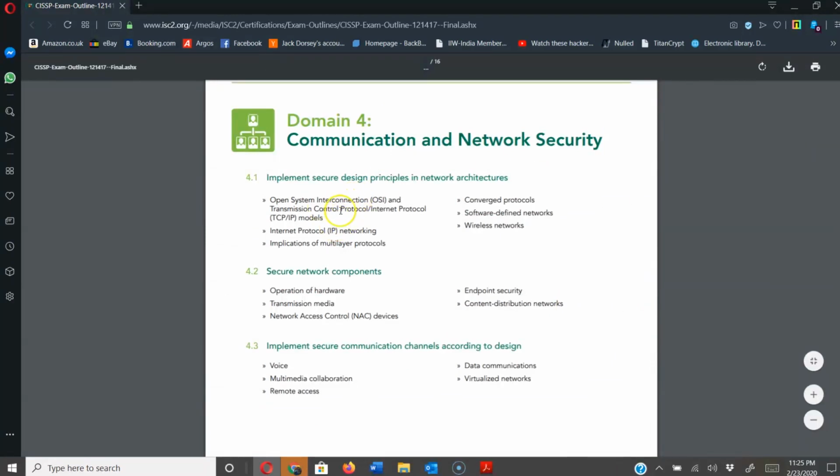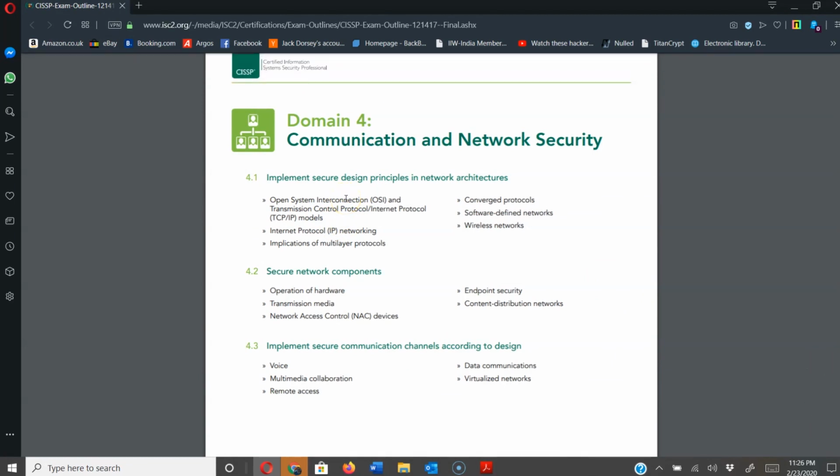Now, OSI and TCP itself could take hours for people to comprehend how computers work. Now, these are theoretical models, and we need to create an understanding of how theory merges with the practical world. Let's look at a few questions.